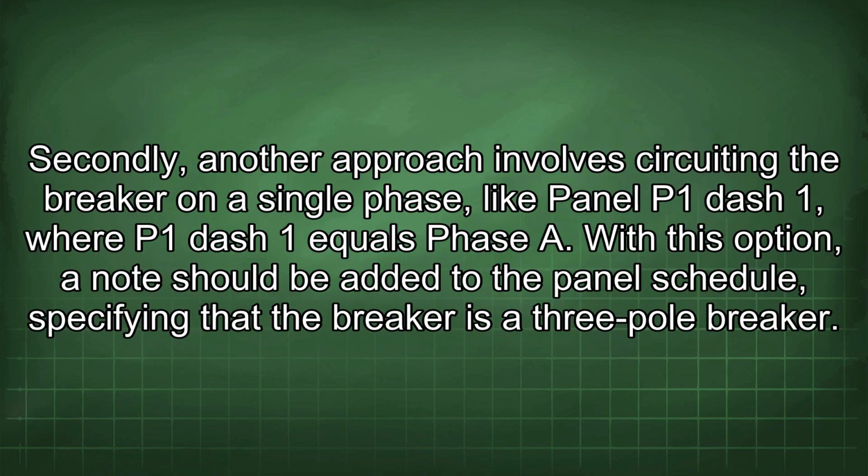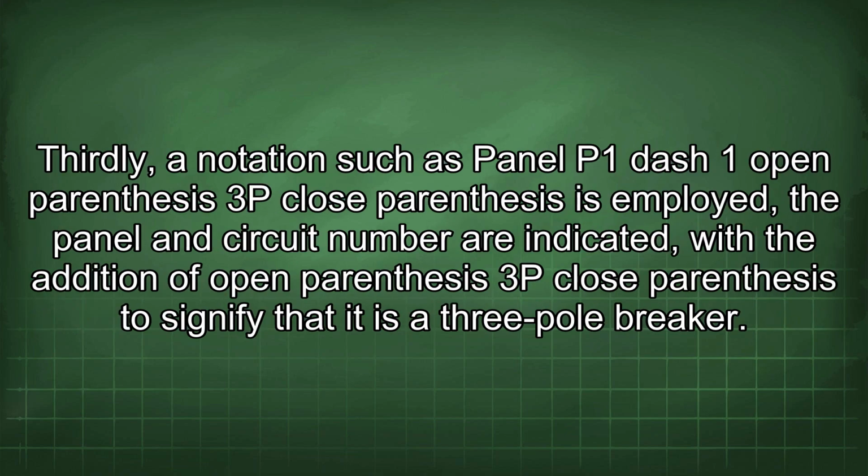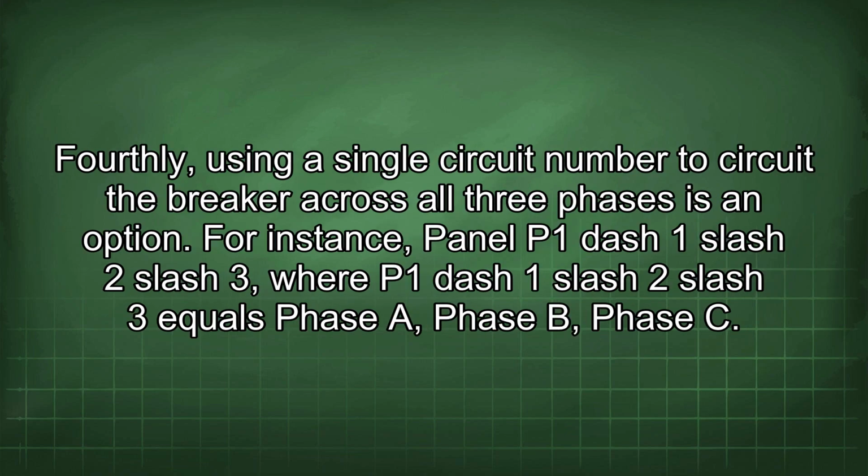Secondly, another approach involves circuiting the breaker on a single phase, like panel POM-1, where POM-1 equals phase A. With this option, a note should be added to the panel schedule, specifying that the breaker is a three-pole breaker. Thirdly, a notation such as panel POM-1 (3P) is employed. The panel and circuit number are indicated, with the addition of (3P) to signify that it is a three-pole breaker.